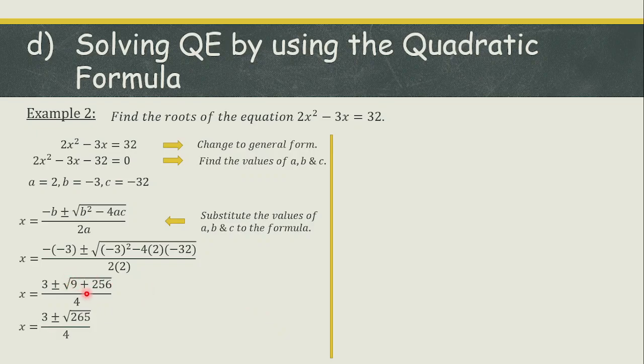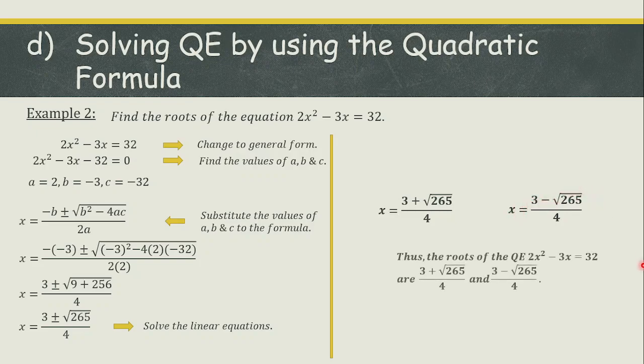Then, i-add na natin yung 2 terms sa loob ng square root. So, 9 plus 256, the answer is 265. So, the next line of the solution is x is equal to 3 plus minus square root of 265 divided by 4. So, we are now going to solve the linear equation. It means, separate na natin siya into 2 linear equations. So, yung kalabasan is x is equal to 3 plus square root of 265 divided by 4. The other one is x is equal to 3 minus square root of 265 divided by 4.